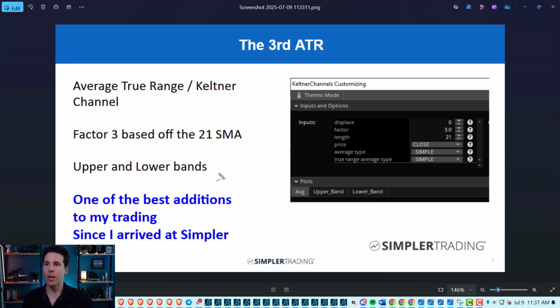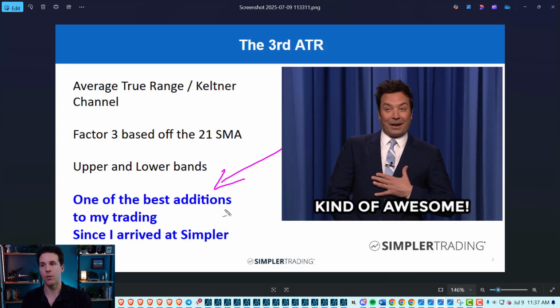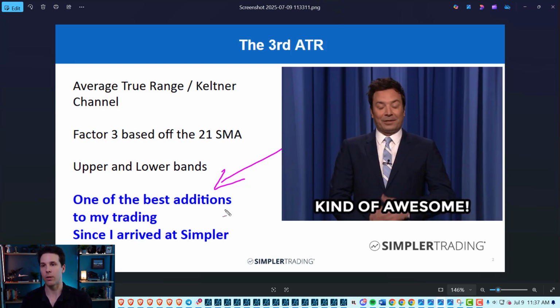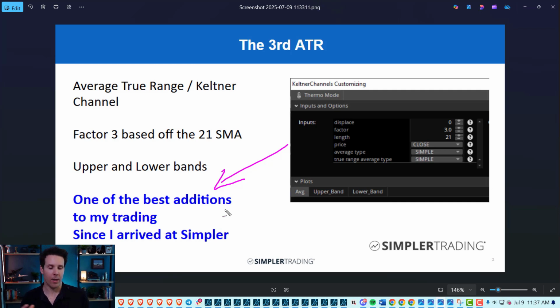And this has been one of the best additions to my trading since I started at Simpler. So I already had moxietrader.com, and I already had my own education platform and firm that I used and that I would teach.